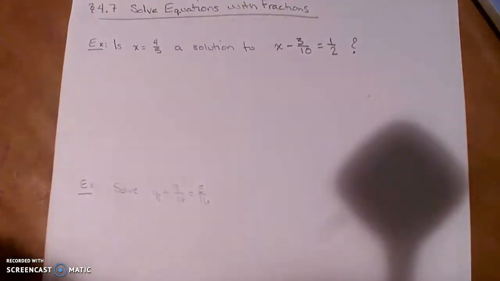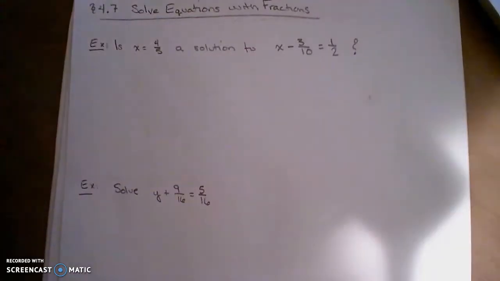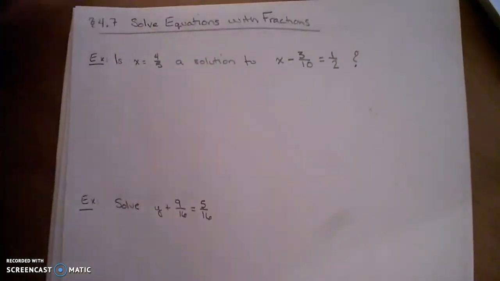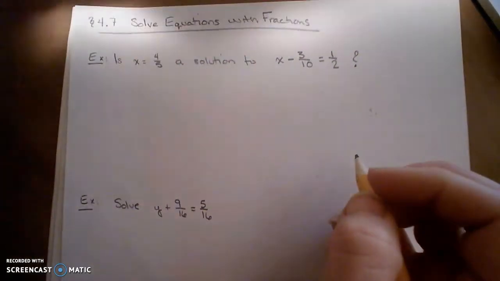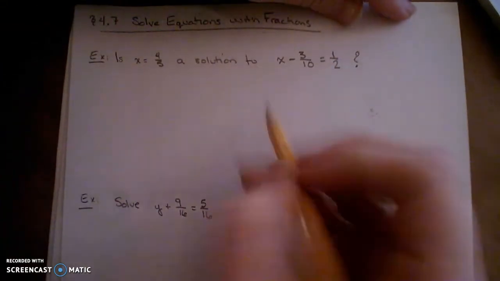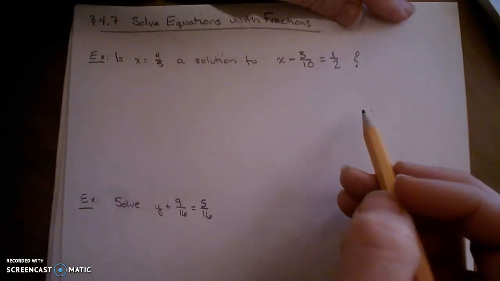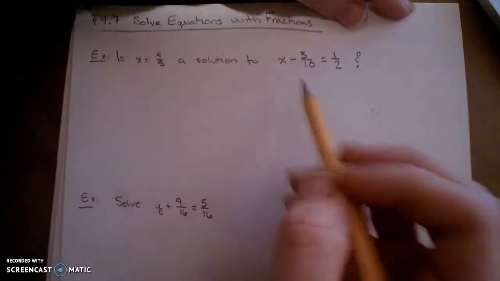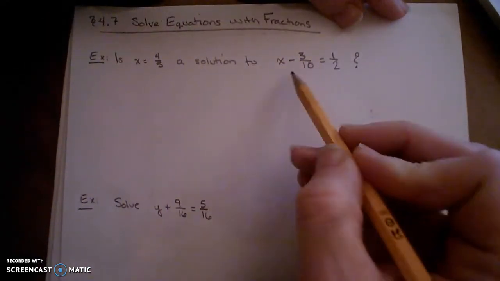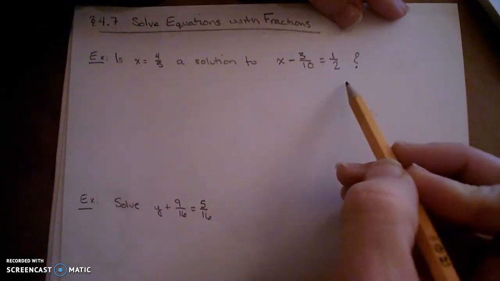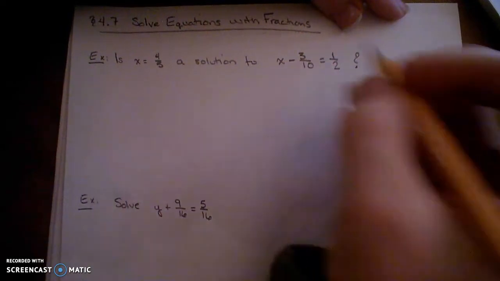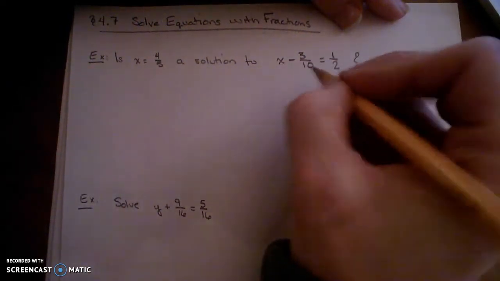All right, hey everyone. Now that we have worked with arithmetic with fractions, now we will move to solving equations that involve fractions. So first we have to remember, what does it mean for a number to be a solution to an equation? So let's start with this example. Is x equals 4/5 a solution to x minus 3/10 equals a half?